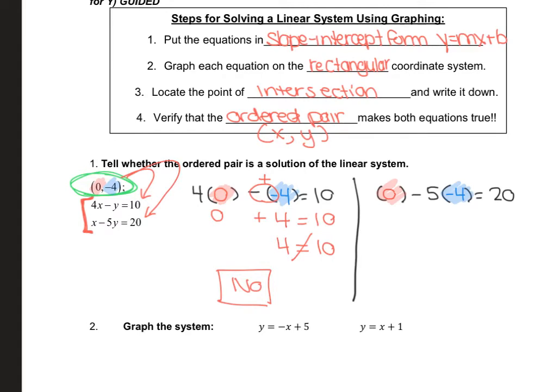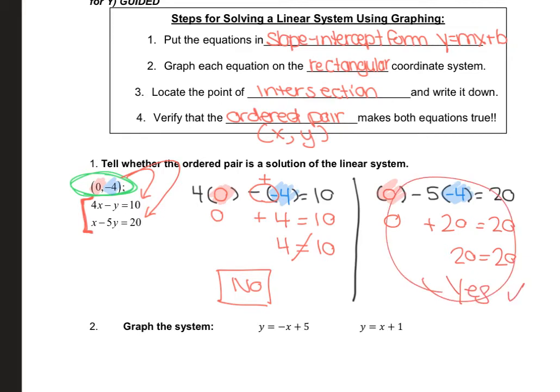Now, if I came over here and I say 0, look, -5 times -4 is plus 20 equals 20, 20 equals 20. Yes, this one is a solution over here. This one works, but this one doesn't. Okay? This is a no, which forces this whole thing to be a no, because it does not work.